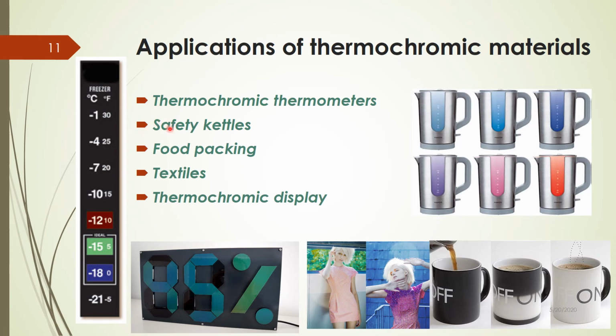These types of inks are also used to make safety kettles. Here this kettle changes its color from blue to red upon heating the water inside the kettle. This type of thermochromic ink is also used in food packing applications and in textiles.